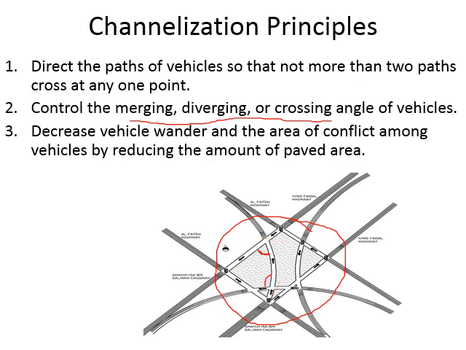Decrease the area of wander. Okay, what do we mean by area of wander? Wandering basically means to move without any direction, without going in a specific direction. Like I gave you the example, a driver coming from here wants to make a left turn, and instead of going like this, he is going like this. So this is known as wandering. This particular path, the second one, is the wandered path.